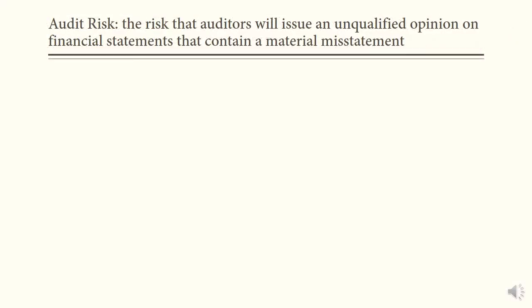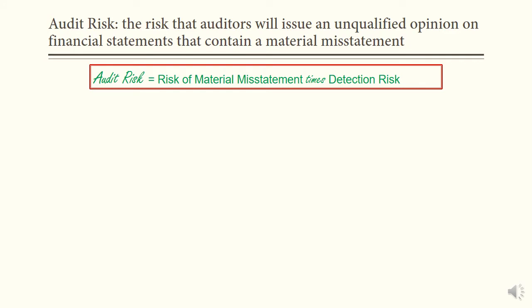So audit risk is really the concept that starts to bring the whole function of the audit together. Audit risk is the risk that auditors will issue an unqualified opinion on financial statements that are wrong, on financial statements that contain a material misstatement. Numerically, audit risk is the risk of material misstatement multiplied by detection risk. Auditors want this audit risk to be as low as possible, in fact.